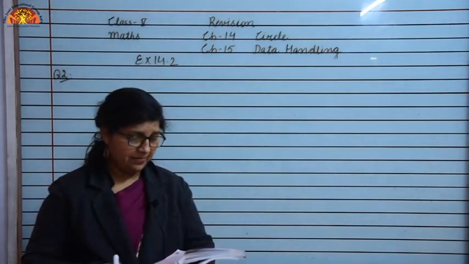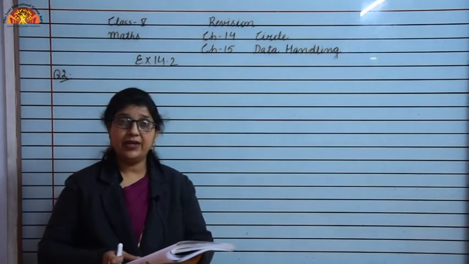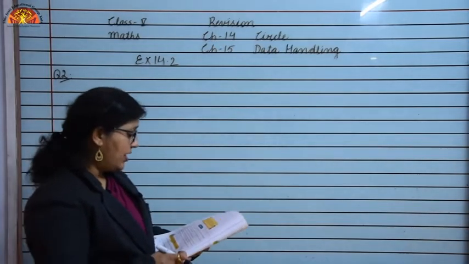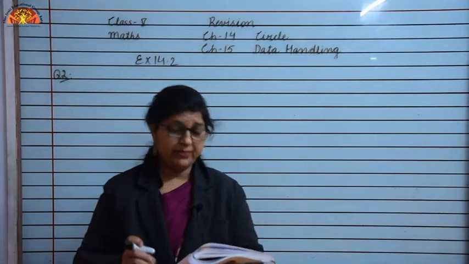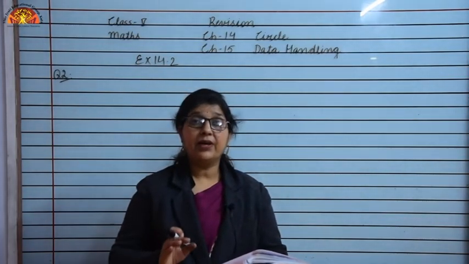Now we will start exercise 14.2, question number 2. There are 7 round tables at a party. The radius of each table is 20 centimeter. How much long ribbon is required to cover these 7 tables? Open page number 182. Now in this question, you have 7 round tables at a party and the radius of one table is 20 centimeter, and you have to tell how much long a ribbon is required to cover these 7 tables.